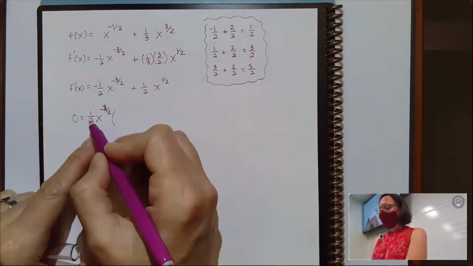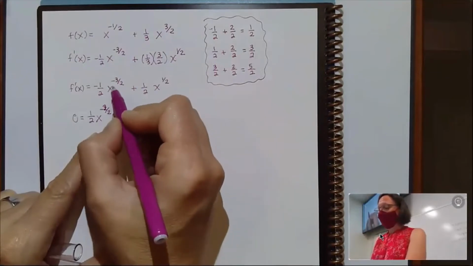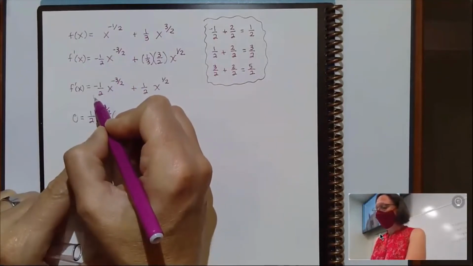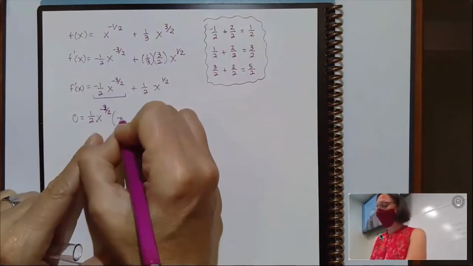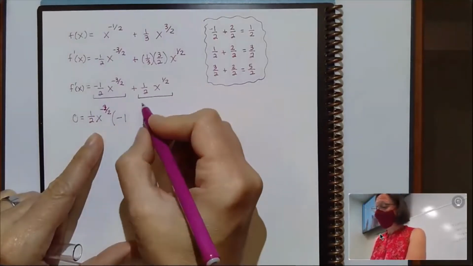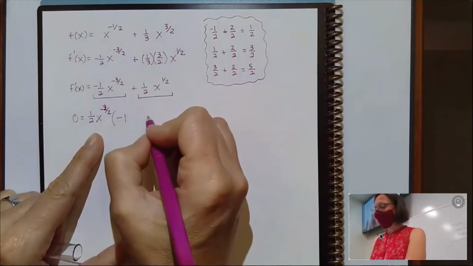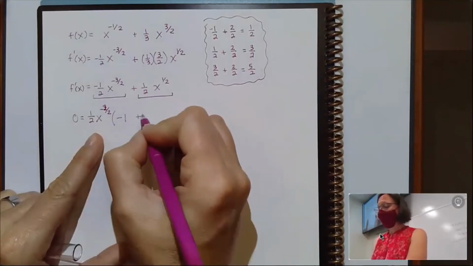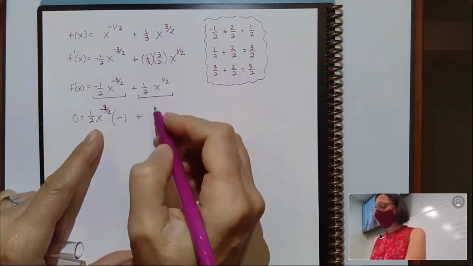So if I pull out 1/2 and x to the -3 halves, then in this first term, the only thing I'm left with is the -1. And when I pull all of it out over here, that's where the weirdness happens. So my 1/2 is definitely gone. These powers of x don't match up.